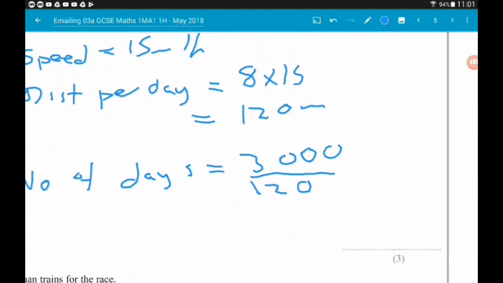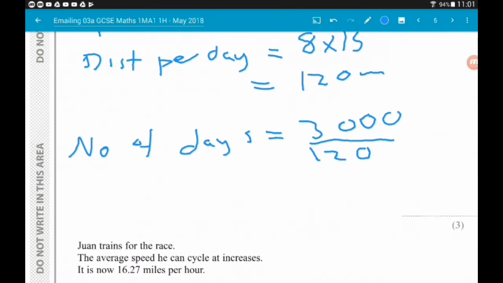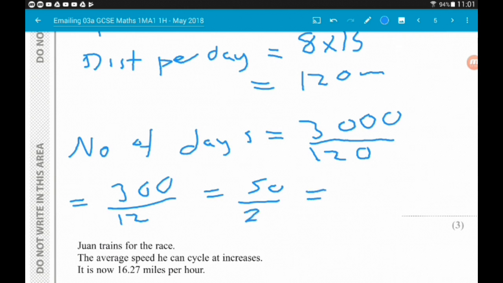So both of these numbers end with a 0. So we can say this is 300 divided by 12. We might then spot there's a common factor of 6 between the top and the bottom. So this is 50 divided by 2, which gives us 25.